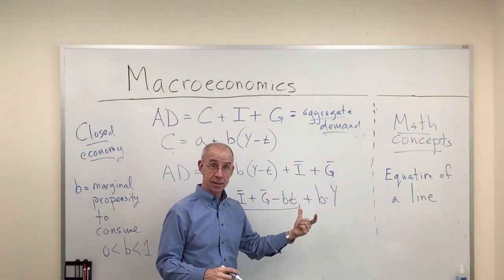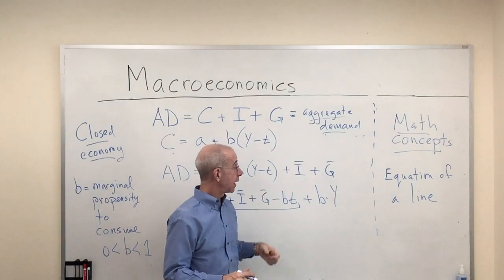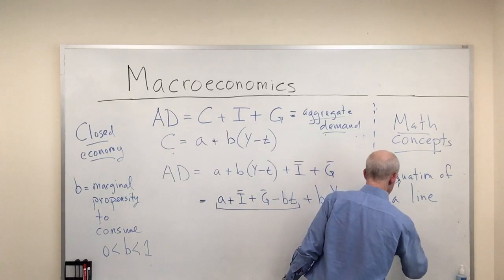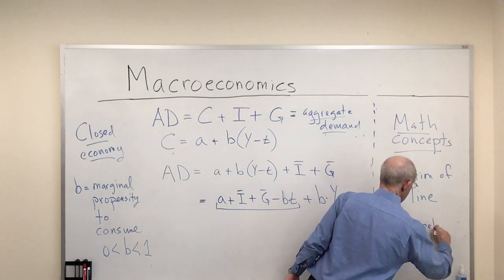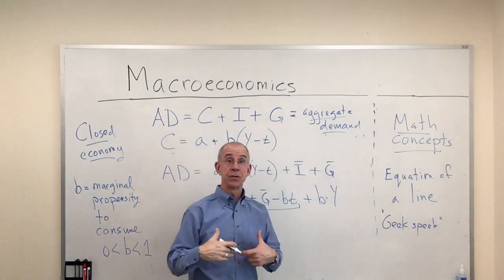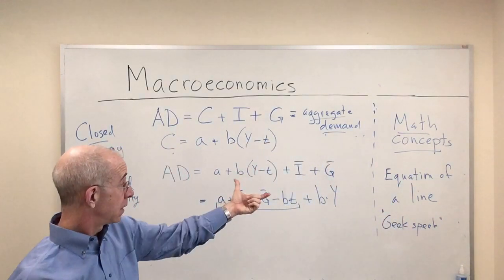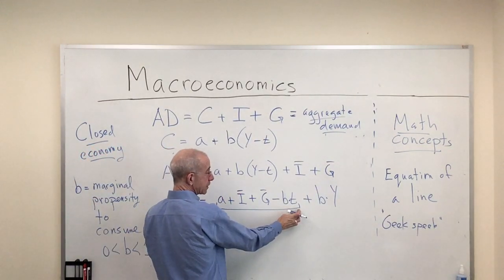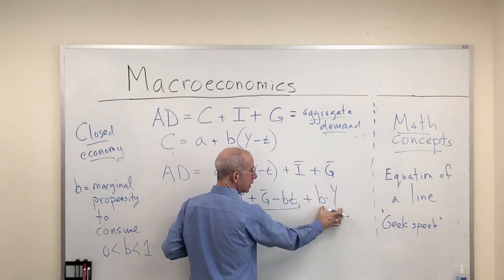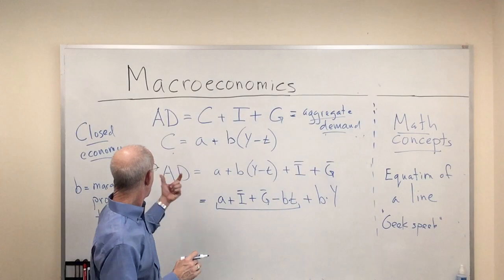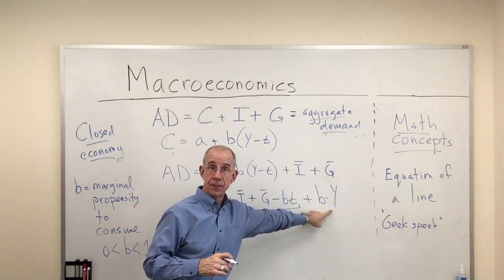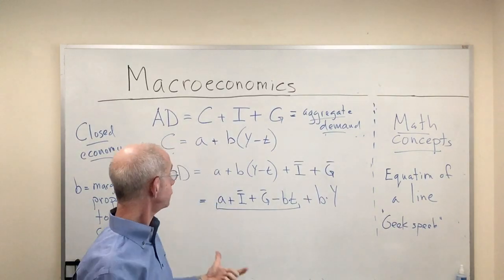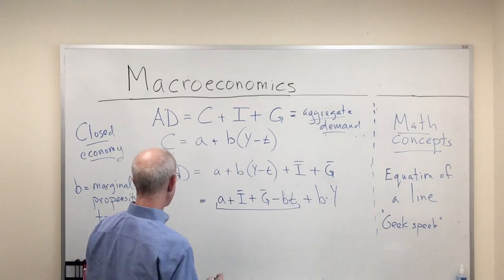parameters, constants. I guess I should actually add down here, in some of the Geek Speak videos, we talked about parameters and constants, so take a look at that. That was a use for the equation of the line. Okay, so we've got these parameters and constants plus a positive relationship between aggregate demand and the level of national income, which is associated with this marginal propensity to consume. All right, let's make this simple.